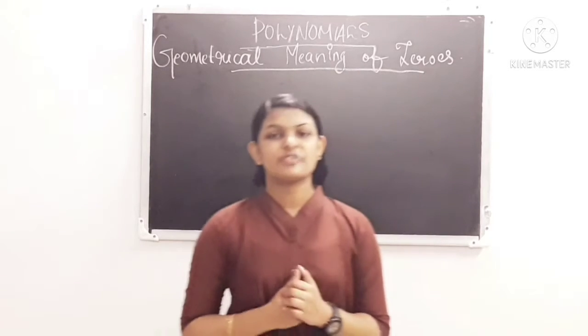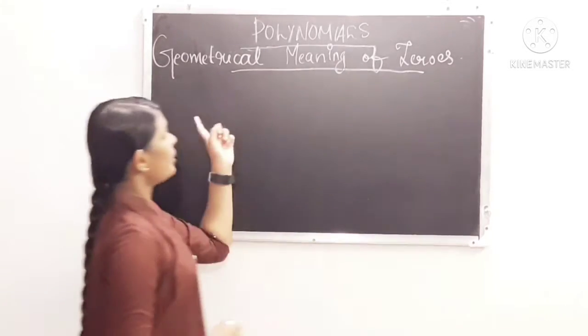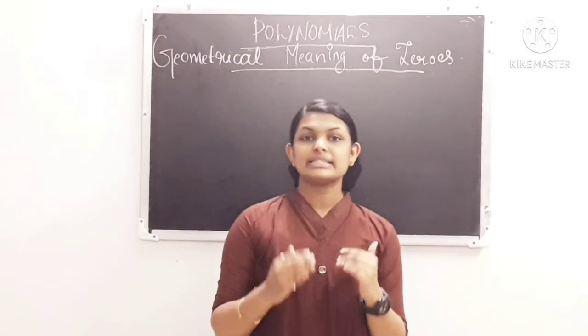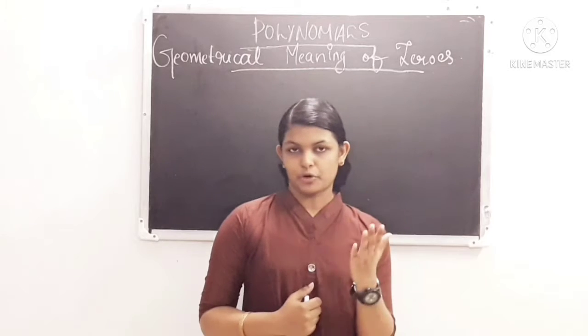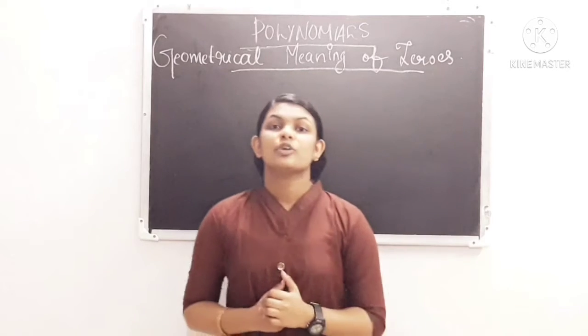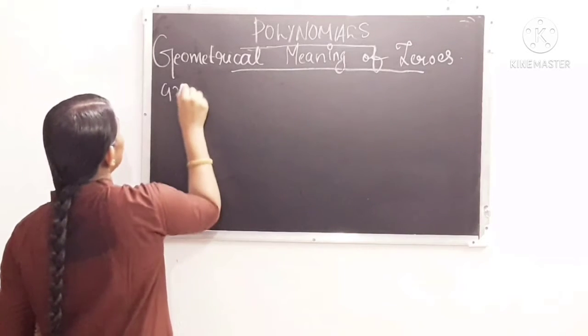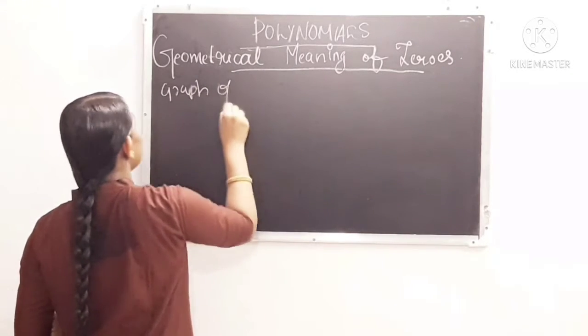And the first section which we are going to discuss today is geometrical meaning of zeros of a polynomial. In the last class, we discussed many polynomials like linear polynomial, quadratic polynomial, cubic polynomial, etc. So first of all, we are going to discuss the graph of linear polynomial.